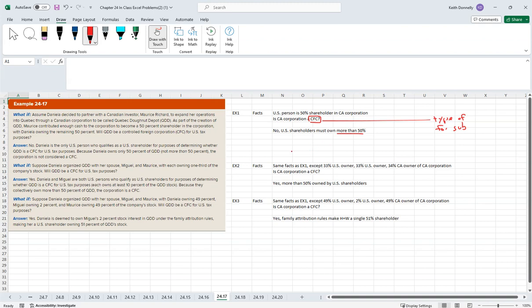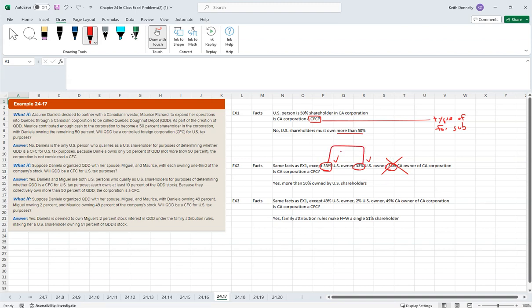Remember we talked about that step one, find the 10% owners. Are they U.S.? Step two, do the people that we whittled down in step one own more than 50%? So here we have a 33% owner, a 33% owner, and then a 34% owner. They all own more than 10%. This one is U.S., that one is U.S., that guy's Canadian, right?